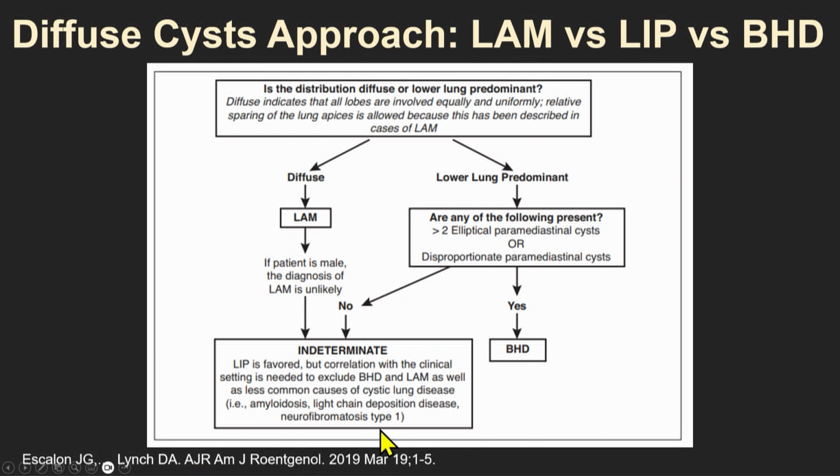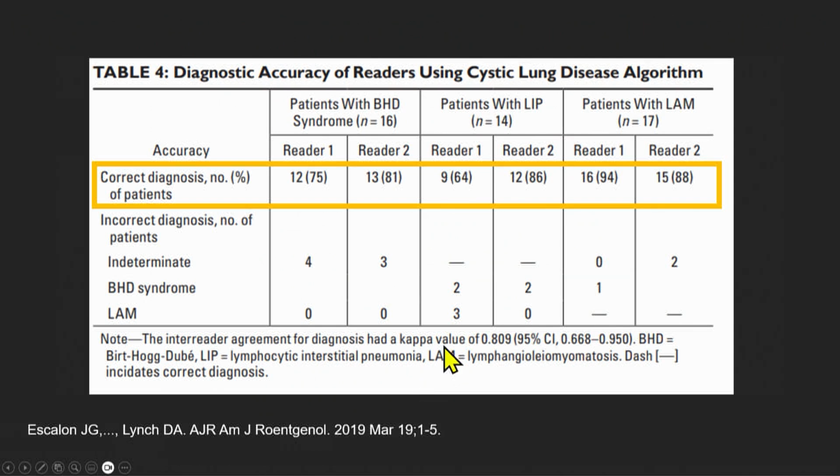And this is an excellent paper by Escalon in 2019. The accuracy of this approach was anywhere from 60 to like 94%. I think that if you average all the numbers, it comes out to something like mid 80%. That's pretty darn good when it comes to diffuse cystic lung disease, and it's certainly better than the pulmonologist.